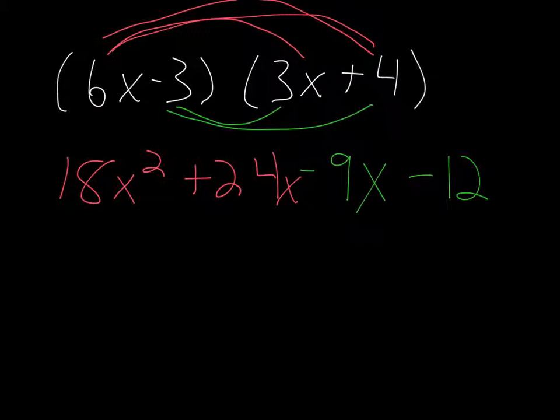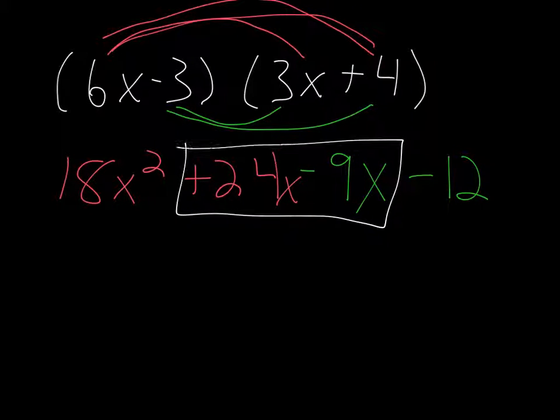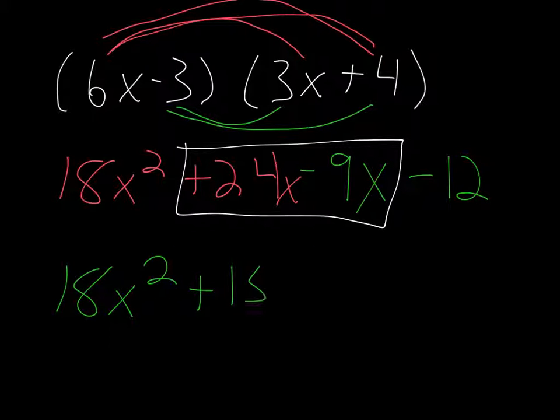And then we got to go back and combine our like terms. All right, so I got a 24x and a negative 9x. So that's going to keep my 18x squared out in front. 24 minus 9 is positive 15. Keep your x. Minus 12 just comes down from right here. That's your answer.